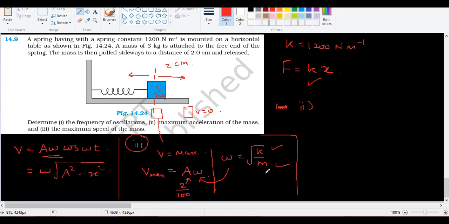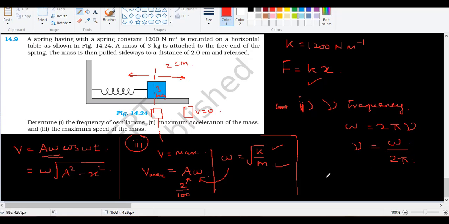Okay, for frequency of oscillation, it's easy. So I will finish the first part. Frequency is nothing but nu. So nu is equal to omega by 2 pi. Don't make a mistake here. So it's not 2 pi omega. T is equal to 2 pi by omega. Omega is equal to 2 pi nu. So nu is equal to omega by 2 pi.